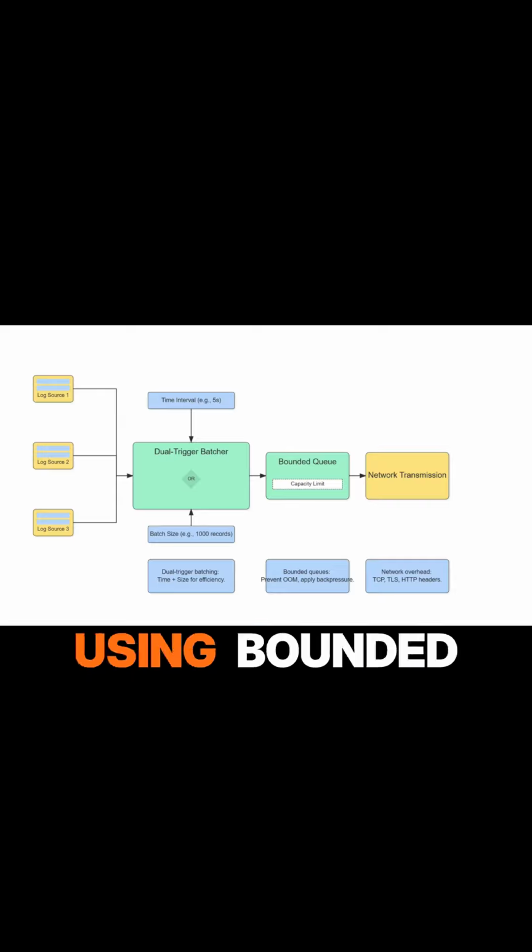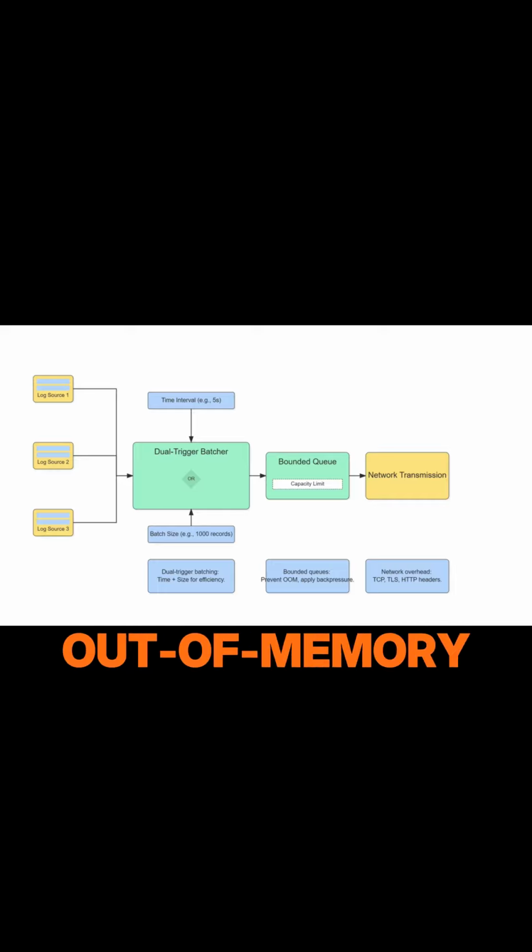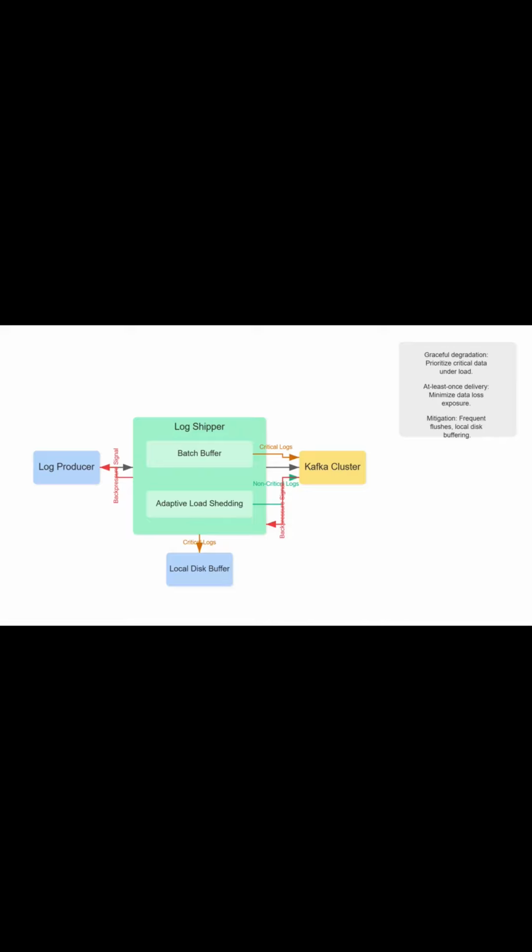Another critical pattern is using bounded queues. Without them, an overwhelmed producer can lead to unbounded memory growth, eventually causing your system to crash due to out-of-memory errors. Bounded queues apply back pressure, preventing this memory leak by either blocking new logs or dropping them when full, depending on your strategy. While batching boosts efficiency, it also introduces complexities around resiliency and data durability.